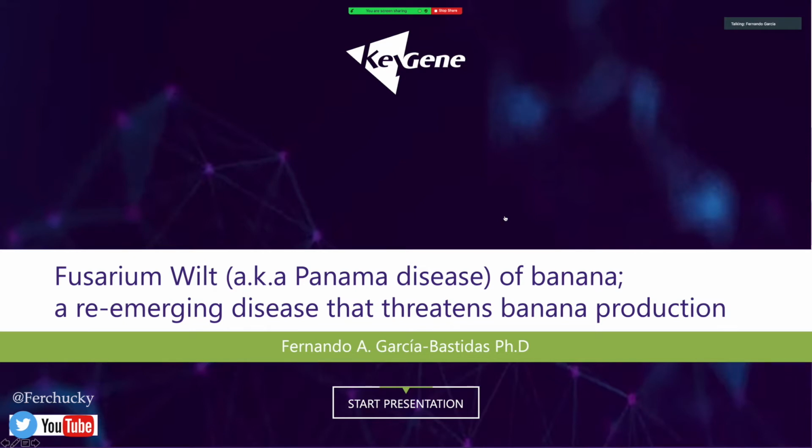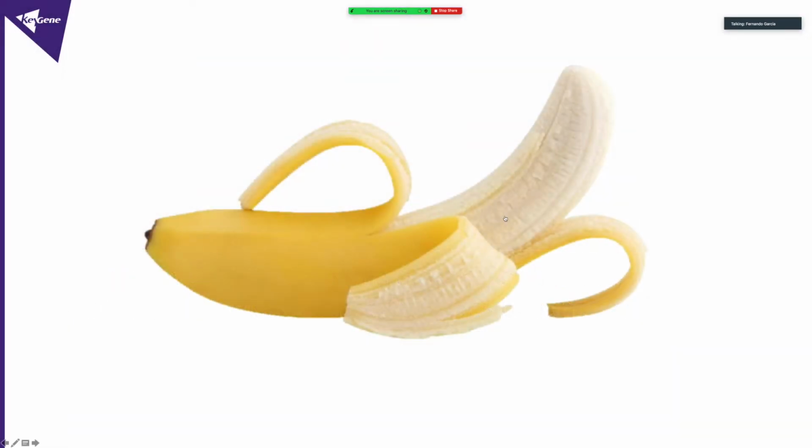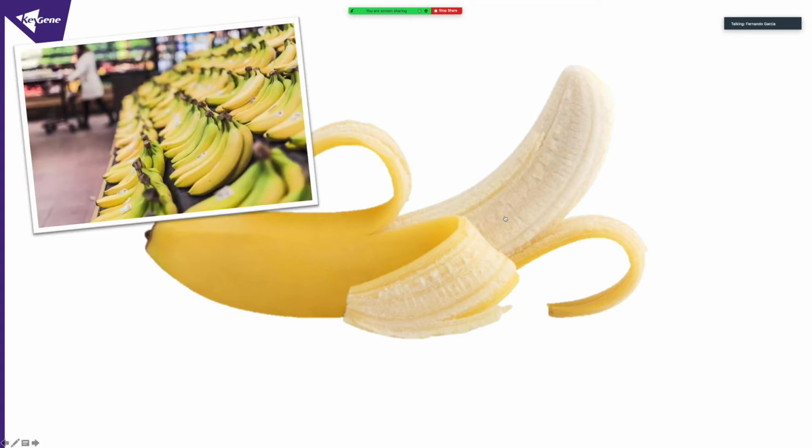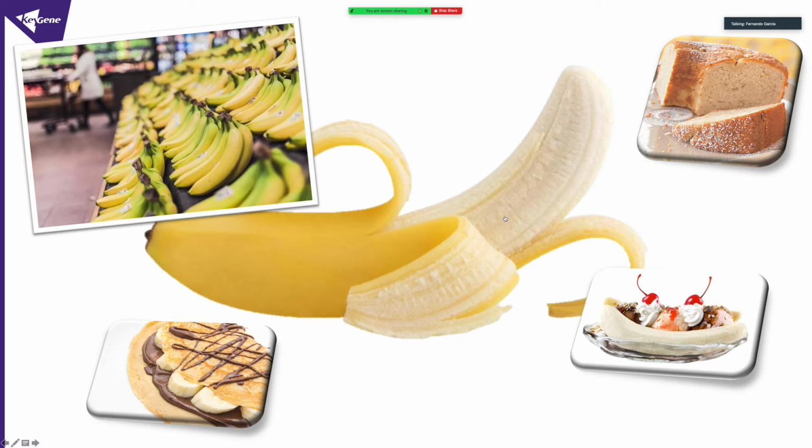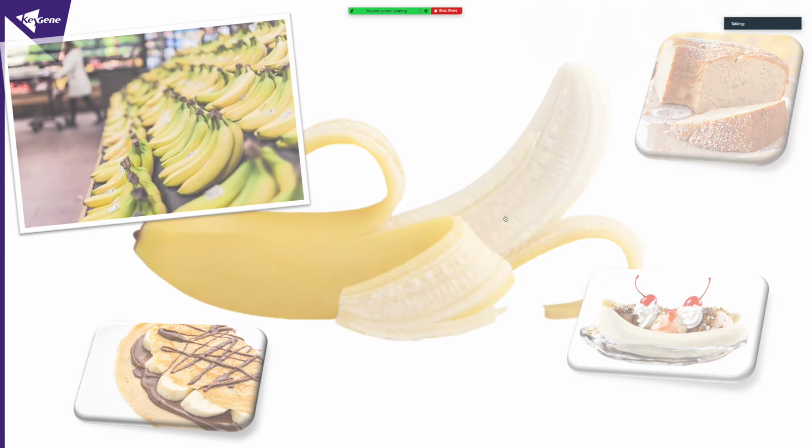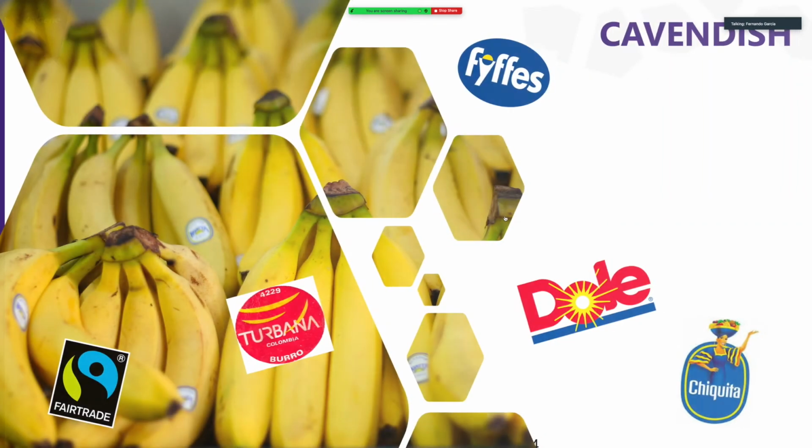So if I ask you to think about bananas, most likely the first thing that comes to your mind is this type of banana, right? The beautiful yellow perfect banana that you can find in essentially every supermarket, and which is the main ingredient of several of your favorite desserts. And actually that's the name of this type of banana. It's known as dessert banana. And this is the Cavendish type of banana.